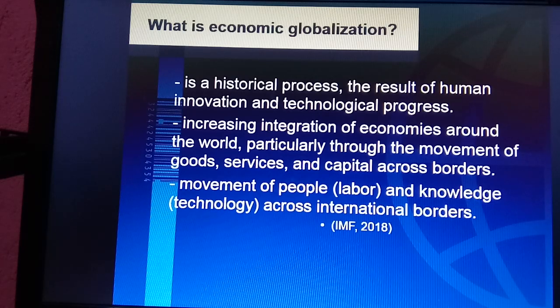Movement of people or labor and knowledge through technology across international borders, as described by the International Monetary Fund, 2018. So economic globalization is also the movement of people: our laborers, our workers, not only skilled workers but even professionals, doctors, nurses, teachers, and also knowledge through technology across international borders. More and more countries are reached by technology and its other products.